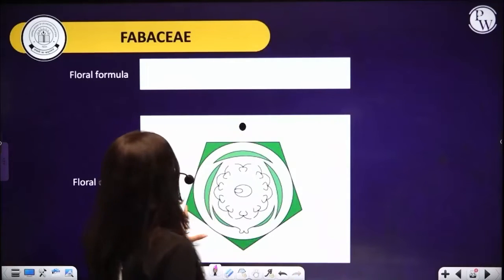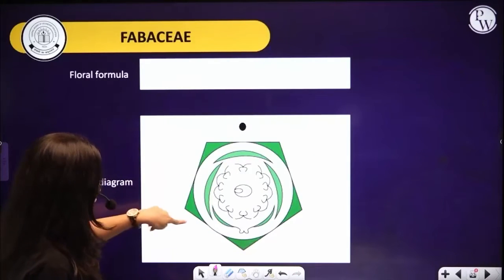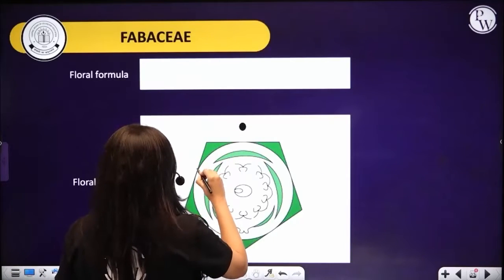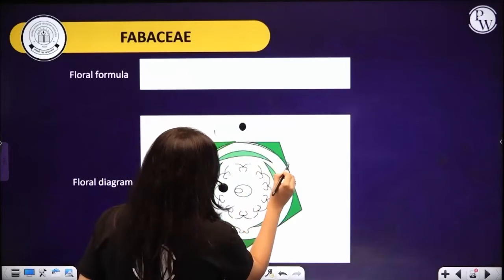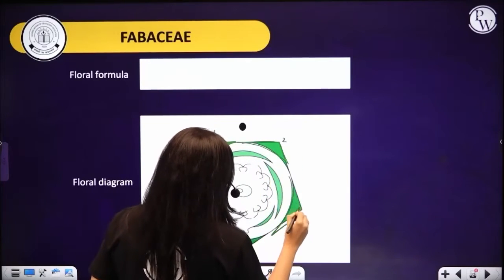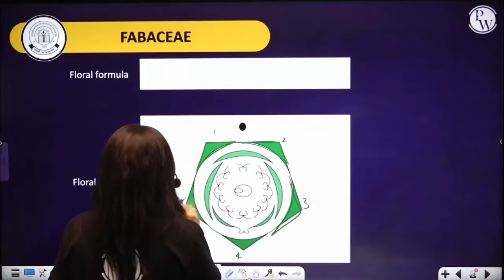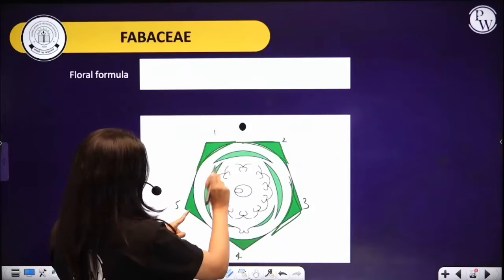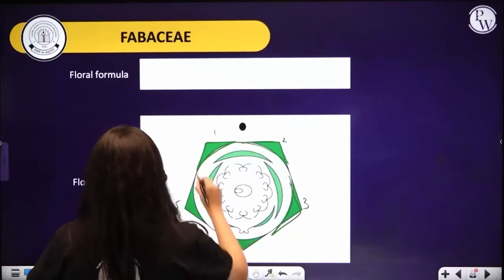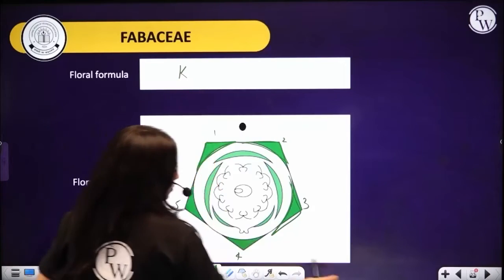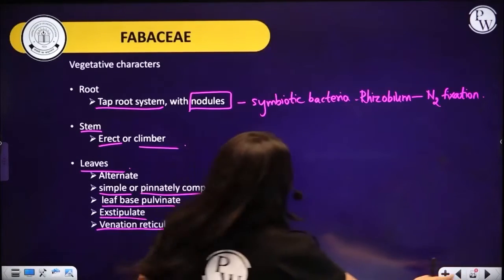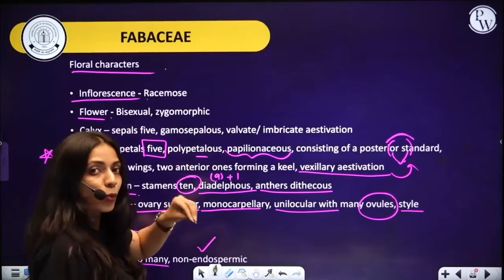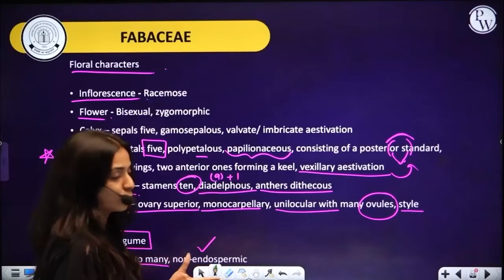Now let's look at the floral diagram. So in the floral diagram, the outermost whorl is calyx. As you can see, there are 1, 2, 3, 4 and 5. See how the calyx is represented with pointed ends while the corolla has smooth ends, right? So over here, this is the calyx. There are 5 petals. We already saw in the previous slide that the sepals are fused. It is gamosepalous. So how would you represent it in the floral formula?